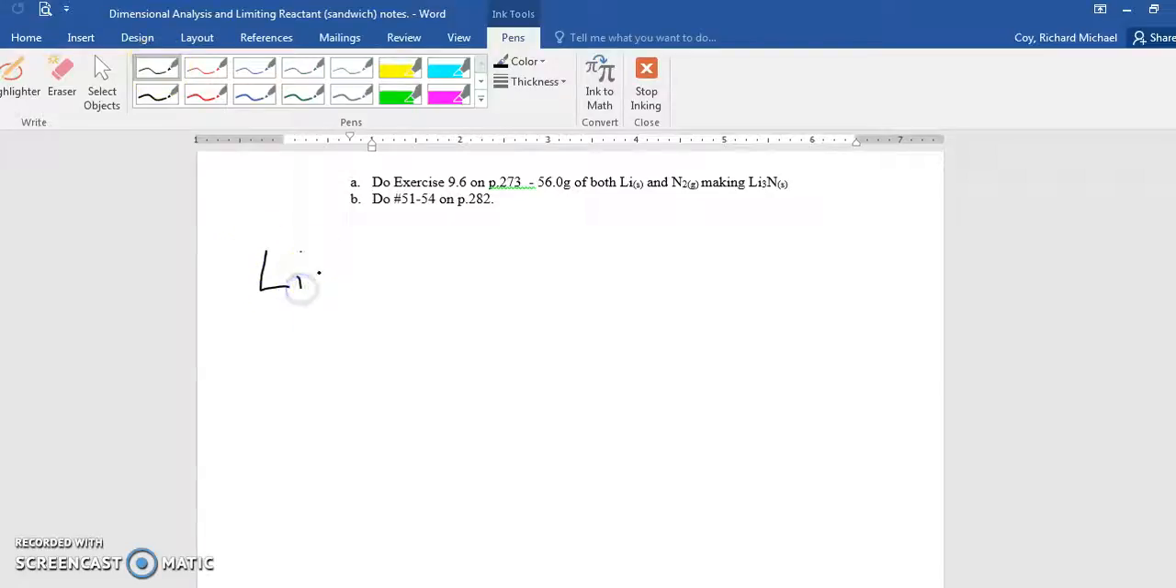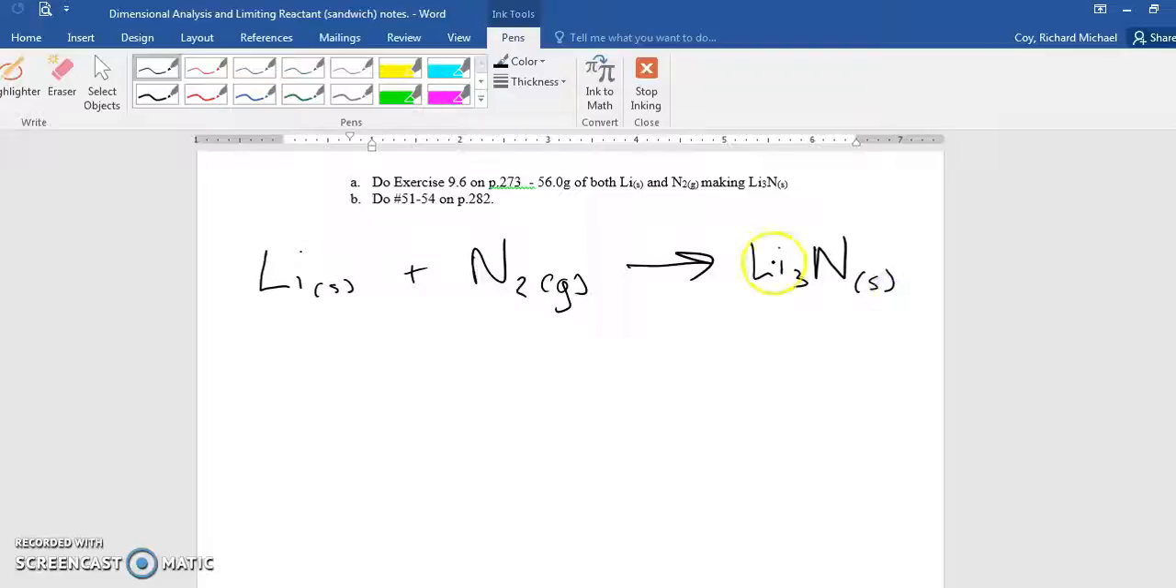So taking some solid lithium, you're adding to it some nitrogen gas. The 2 there is because it's one of our 7 diatomics. And we're making this compound, the formula Li3N. This must be lithium nitride, and it's also solid. We know it's not balanced.